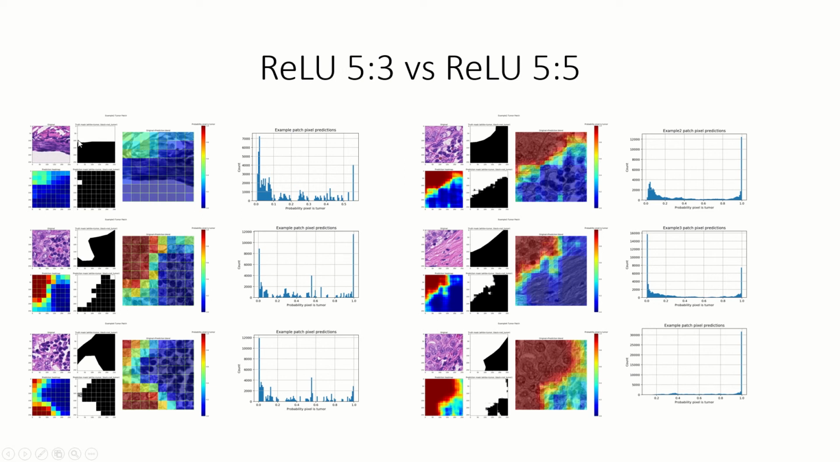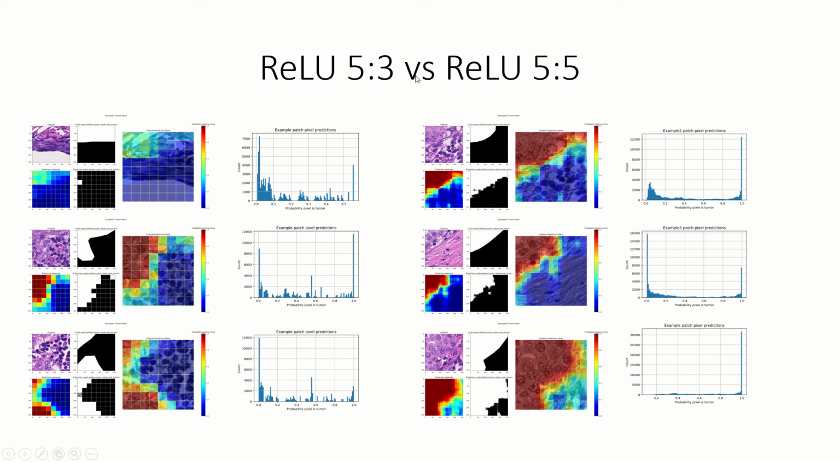You can see in the patches, you can't really tell the performance by eye. It's performing better for the 5:5, but you can really see the details of how it's performing in the histogram. Look at all this unstable, unsure, unconfident predictions made by the model, whereas it's very low here, very high here.